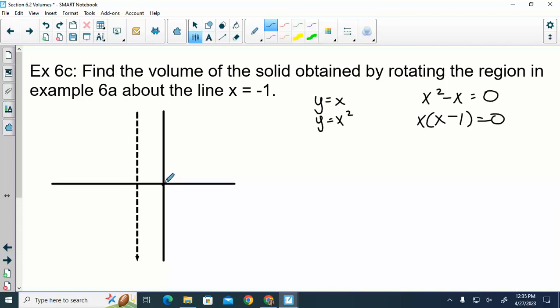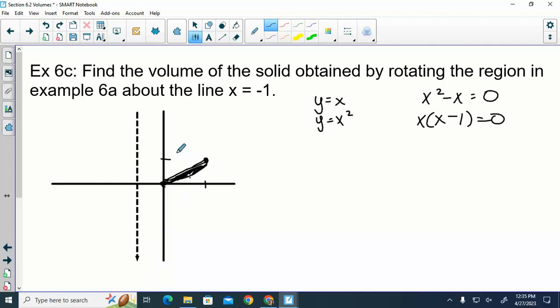So if you put in 0, you get out 0. If you put in 1, you get out 1 for both of those. If you put in 1/2, then the line gave you 1/2, but the parabola gave you 1/4. So it was y equals x on top, and y equals x squared on the bottom there. Okay, that's a really bad sketch. I'm sorry.